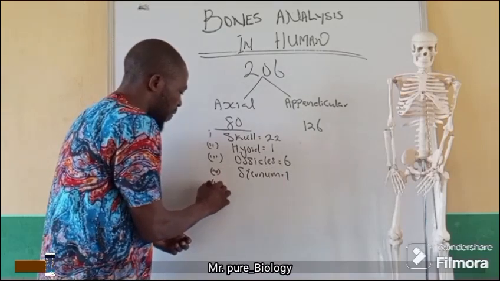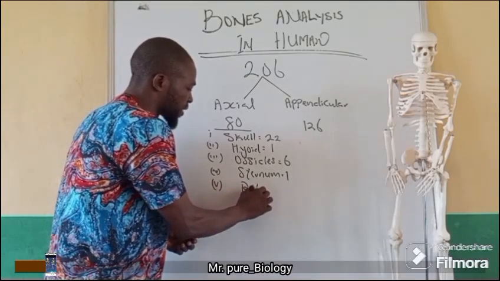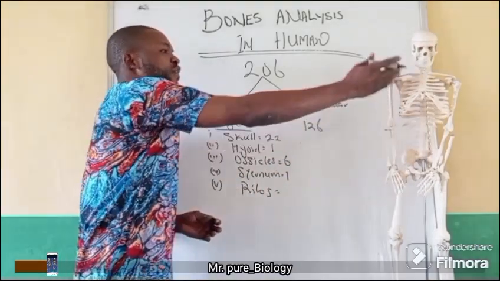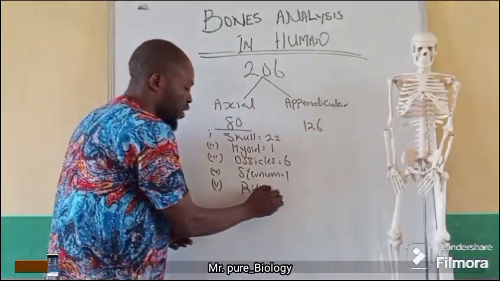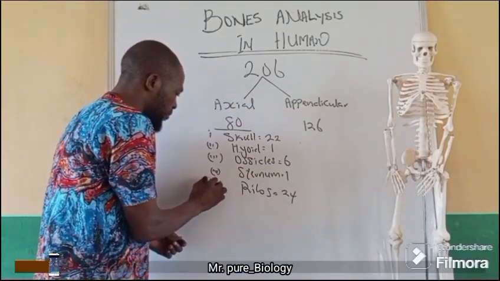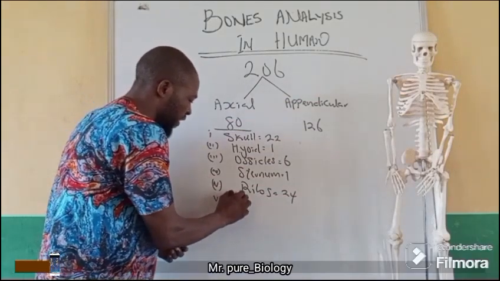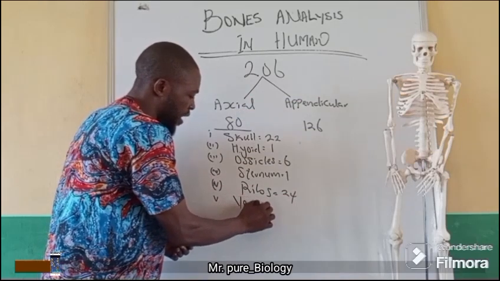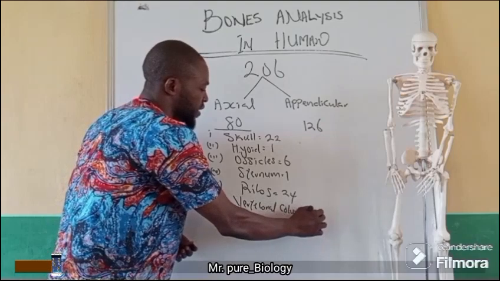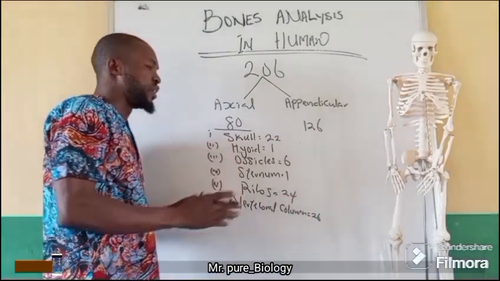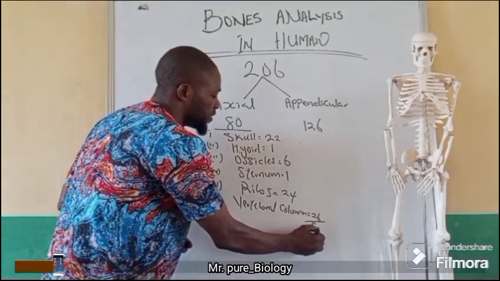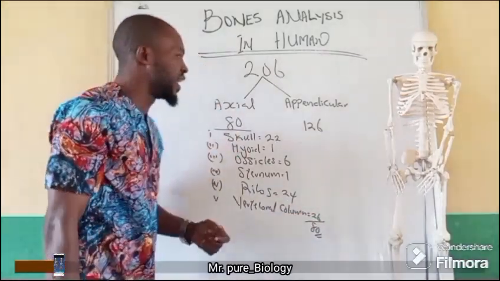Then we have the ribs. The ribs are 12 pairs. You can see it is 12 pairs, and 12 plus 12 makes 24. Now we also have the last one, which is the vertebral column. Vertebral column is 26 when they are fully fused. Now, if you calculate all this together, we are going to have 80 bones of the axial skeleton.